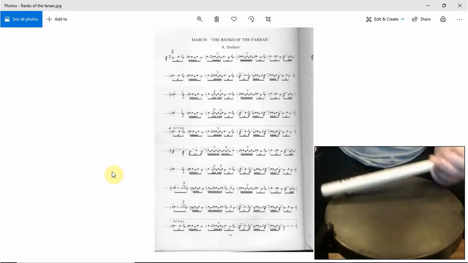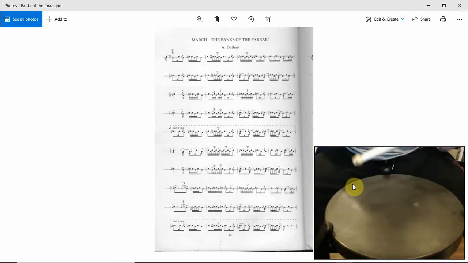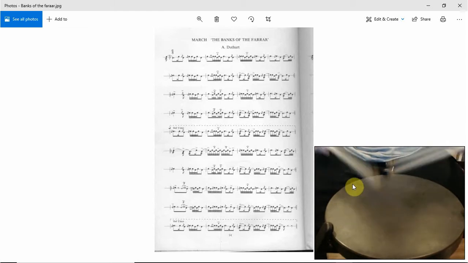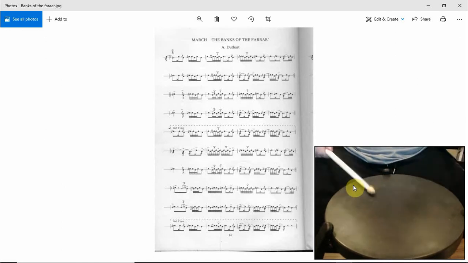Okay, second time through, we just play the second line of the second part. So we play this line, then we play that line. Let's just try it. 1, 2. And again, 1, 2.